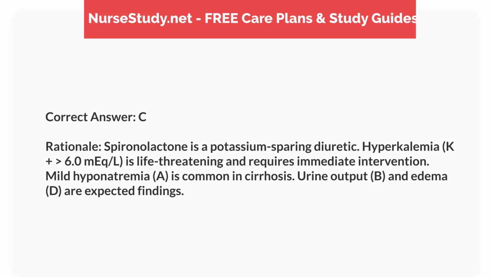Rationale: spironolactone is a potassium-sparing diuretic. Hyperkalemia, potassium greater than 6.0 milliequivalent per liter, is life-threatening and requires immediate intervention. Mild hyponatremia, A, is common in cirrhosis. Urine output, B, and edema, D, are expected findings.